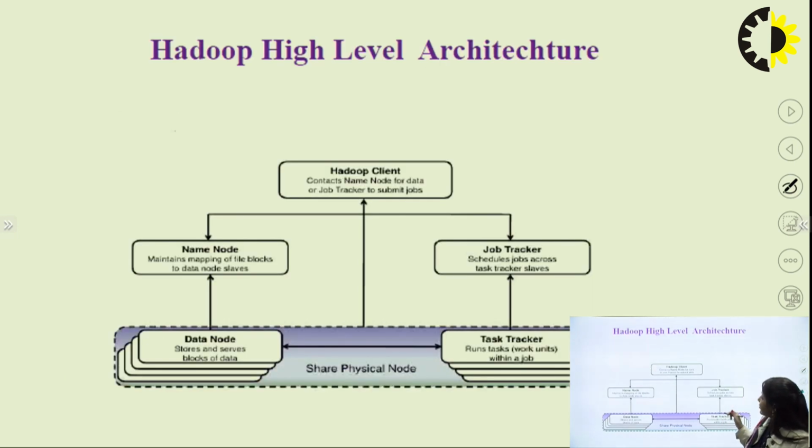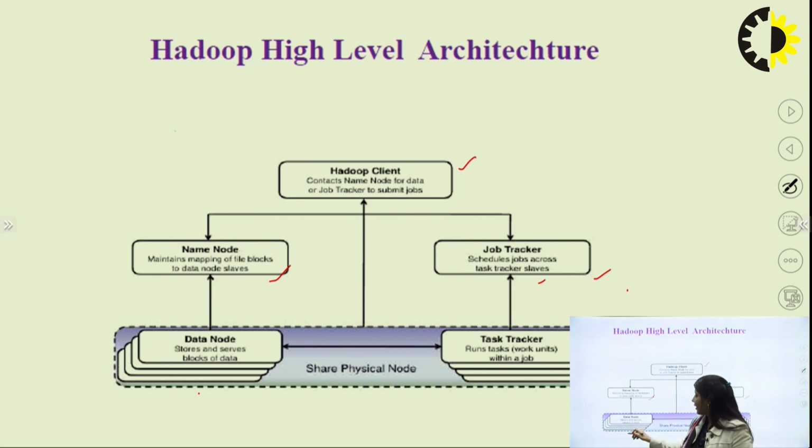So this is the high level architecture of Hadoop. We have a Hadoop client which contacts the name node for data and the job tracker. There are two nodes here. First is the name node and second is the job tracker. The name node is where we divide the file into a number of blocks and assign those blocks to the slave nodes. The job tracker is used to schedule the job across the task trackers, meaning what kind of operation we want to perform on that data will be tracked by the job tracker, and the task will be performed on the slave node.